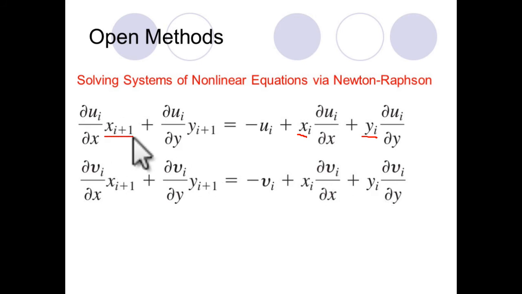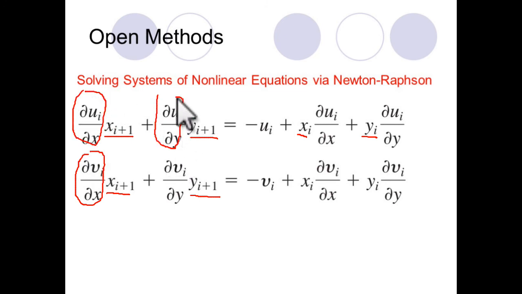So for multidimensional problems, the Taylor series can be written as u_i plus the first derivative du/dx multiplied by delta x, x_{i+1} minus x_i, if we expand it around x_i, and then y_{i+1} minus y_i multiplied by du_i/dy, and it is the same for the value v_{i+1}. Now one thing is this: we want u_{i+1} to be 0. Of course v_{i+1} is 0.